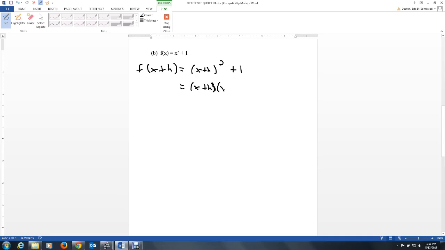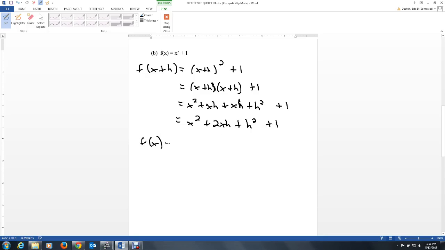X plus h squared is the same as x plus h times x plus h. Then we use the FOIL method. X times x is x squared, x times h is xh. H times x is also xh, or hx. Either way you want to write it, it's the same thing. And h times h is h squared. And then don't forget the plus 1. Then I combine like terms. I have x squared, and then xh plus xh, or 1xh plus 1xh, is 2xh, plus the h squared. And then don't forget the plus 1. So all that is f of x plus h. And then once again, we still have f of x given to be x squared plus 1.